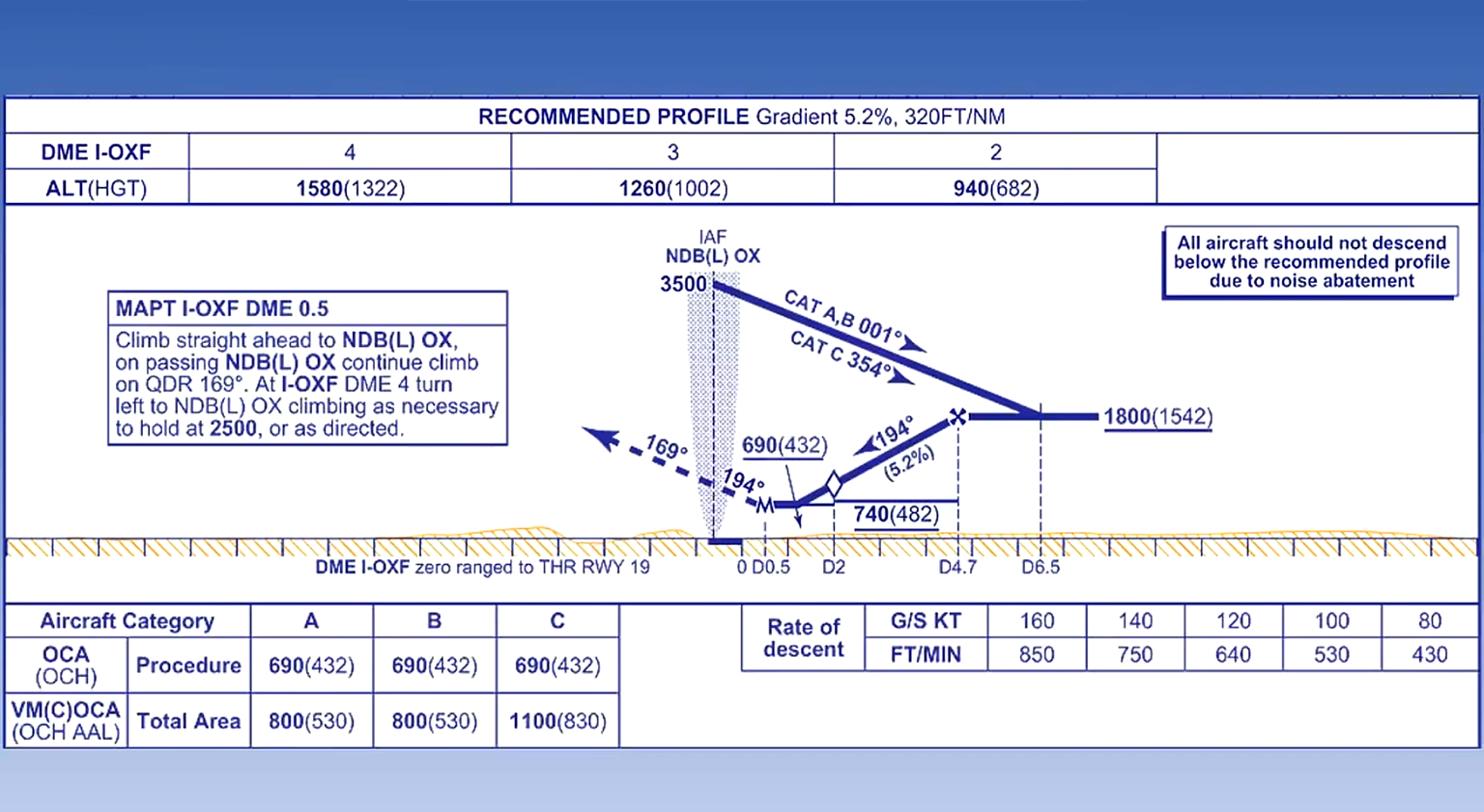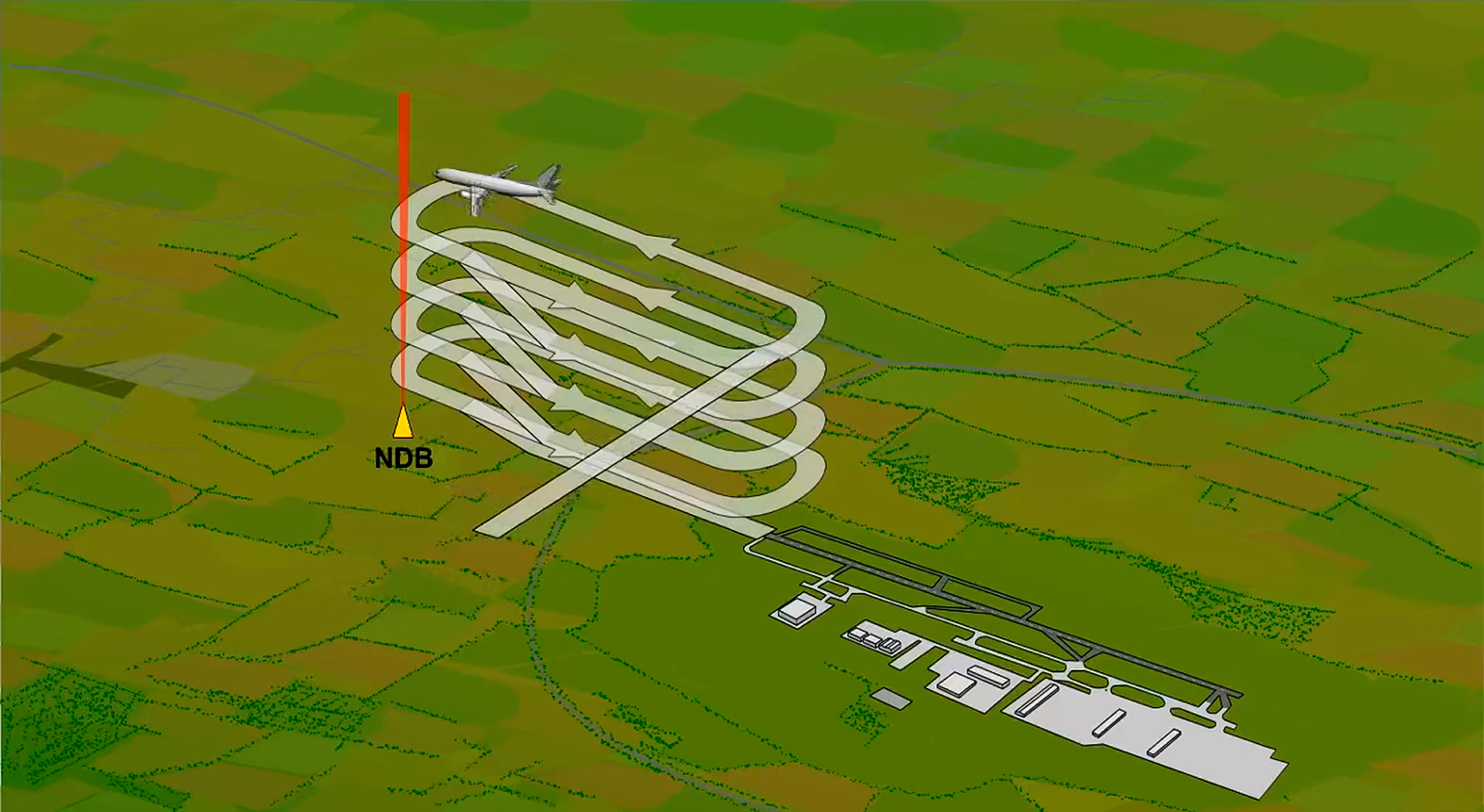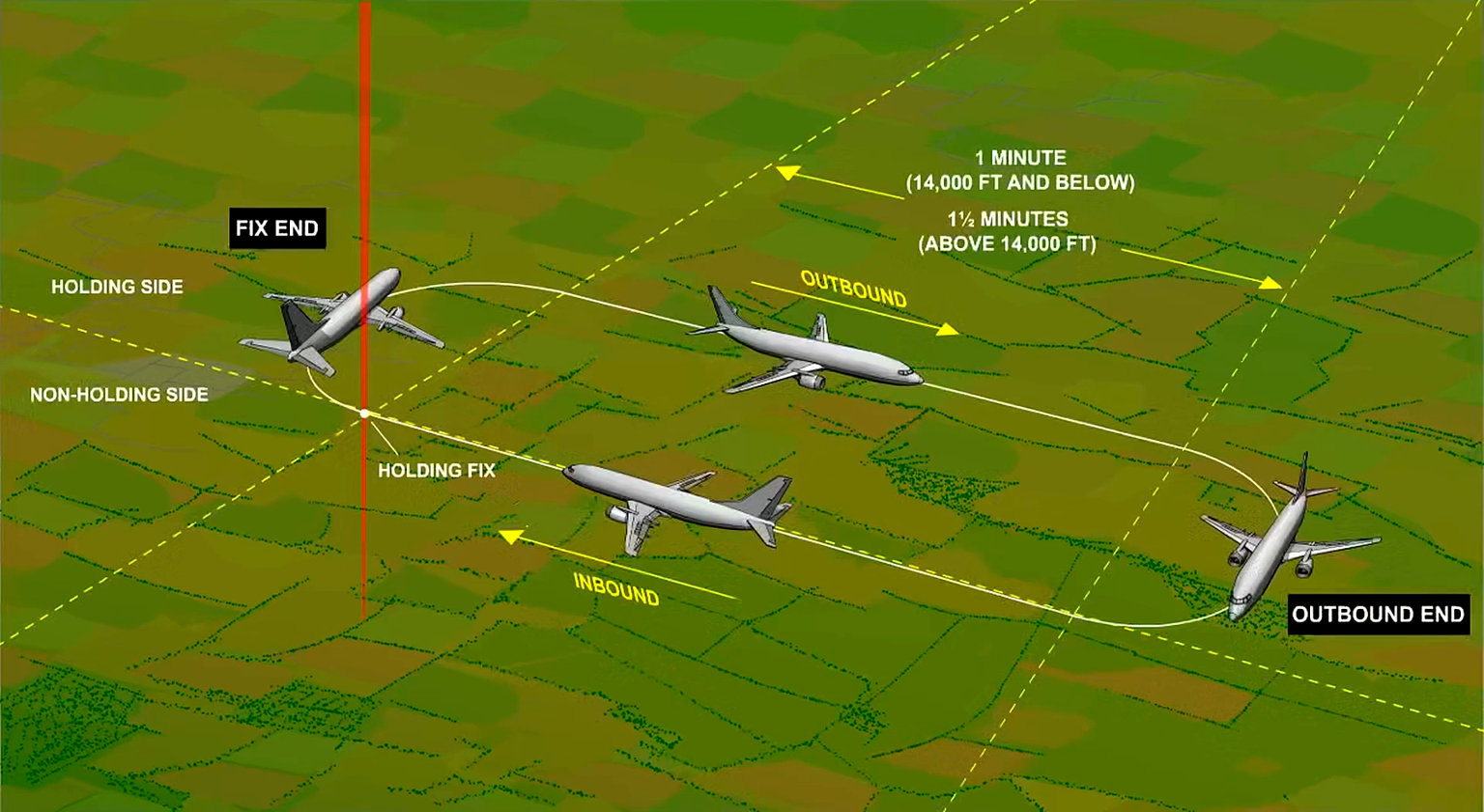The last use of the NDB is for holding patterns. Busy airports will frequently require approaching aircraft to delay their approach and fly round and round in a racetrack pattern over a fixed point, marked either by an NDB or a VOR until they are allowed to approach the airfield. During the hold, turns are to be carried out at rate 1, and the outbound and inbound legs will normally be 1 minute duration at and below 14,000 feet, and 1.5 minutes duration above 14,000 feet.